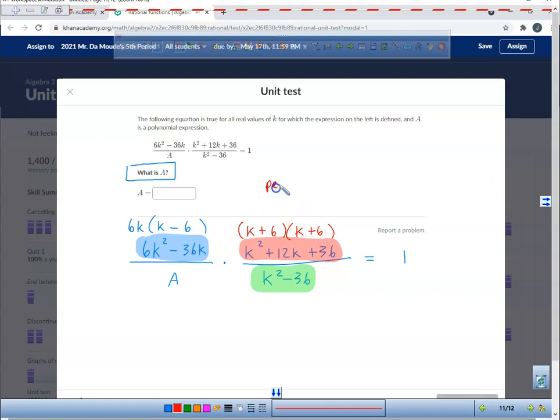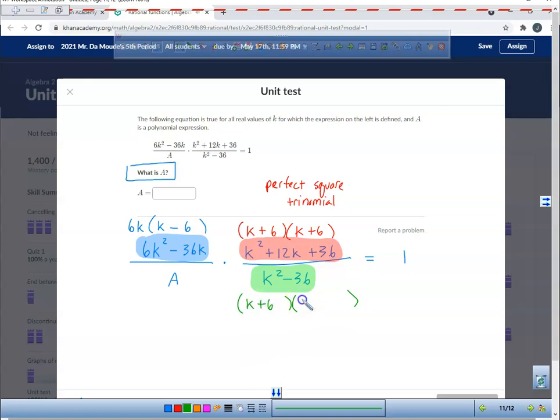Guys, this is called a perfect square trinomial. That's what it's called, a perfect square trinomial. What does this guy factor to?